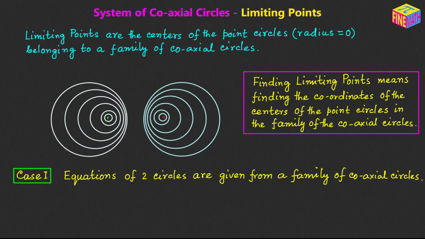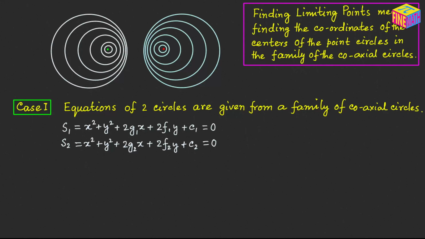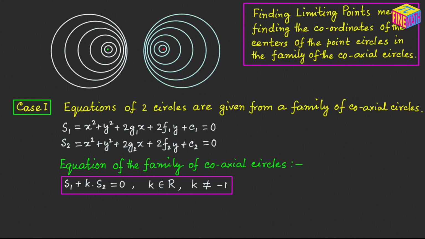In the first case, suppose the equations of 2 circles are given from a family of coaxial circles and we have to find the limiting points. That means we have to find the coordinates of the centers of the point circles belonging to this family. Let's suppose the given equation of the first circle is like this, and let's suppose the given equation of the second circle is like this. Since these 2 circles belong to the same family of coaxial circles, then we can easily come up with the general equation of this family of coaxial circles. And the general equation of the family of coaxial circles can be written like this.